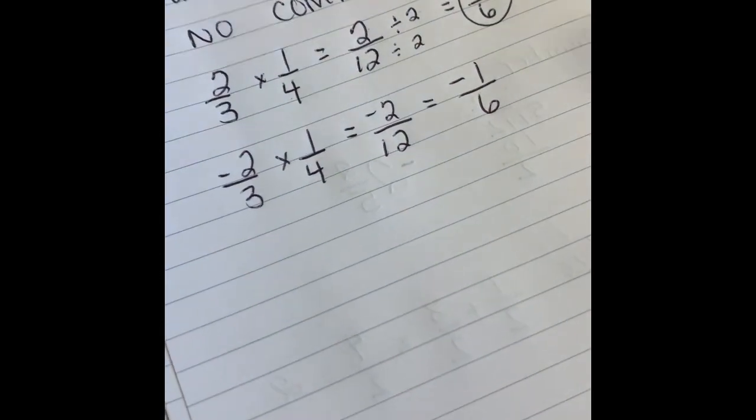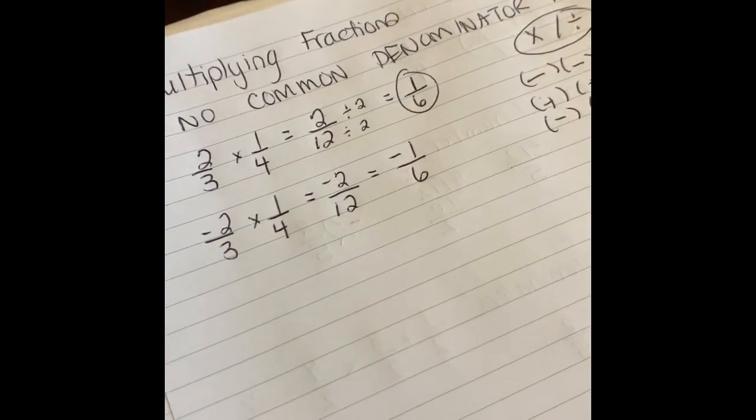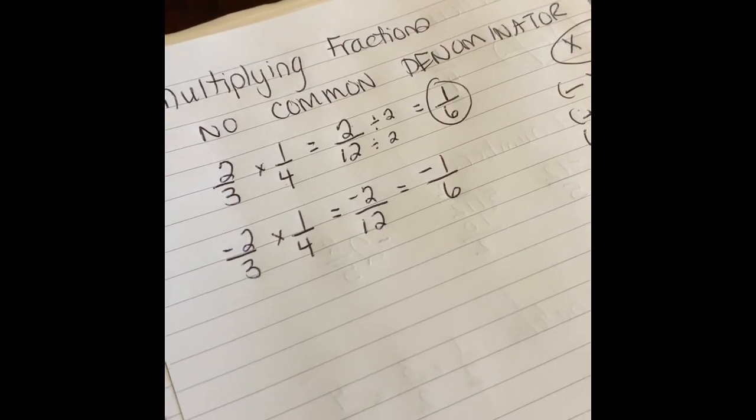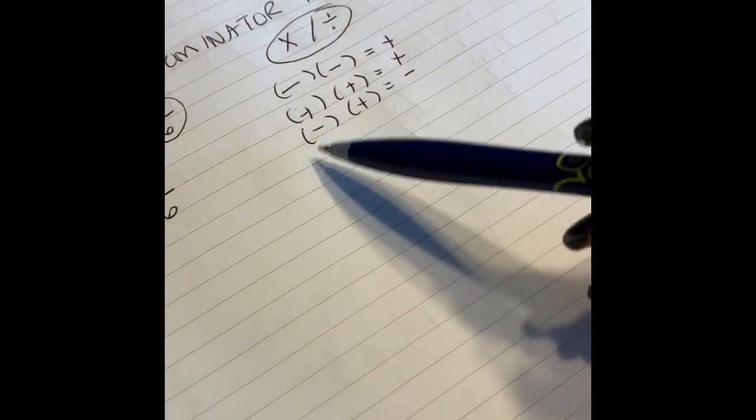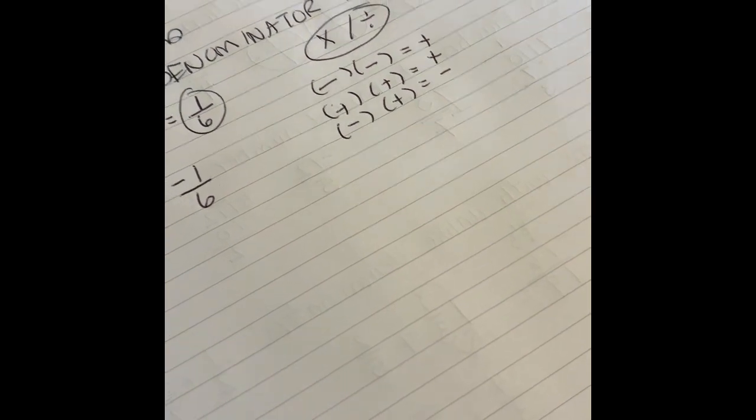So there you have it. Multiplying fractions, so easy, no common denominator needed. Just multiply straight across and just make sure that you are being aware of your rules for multiplying negative and positive integers.